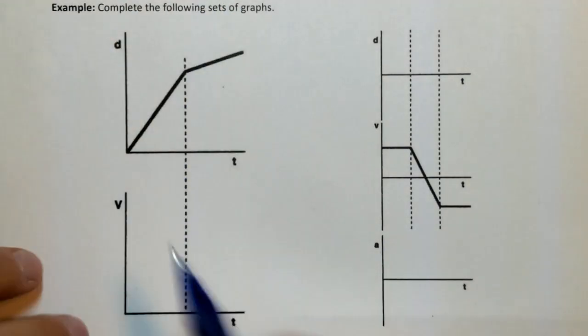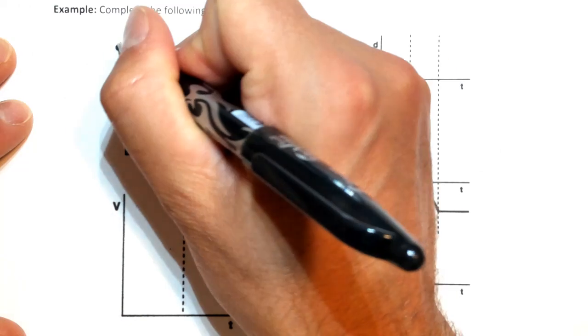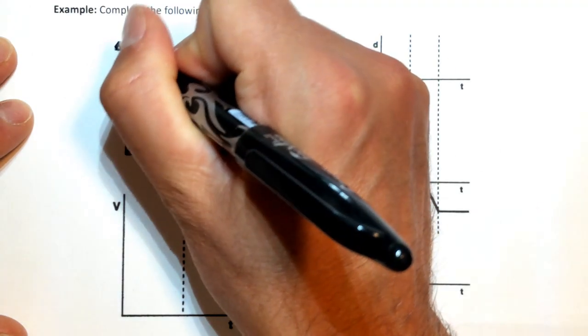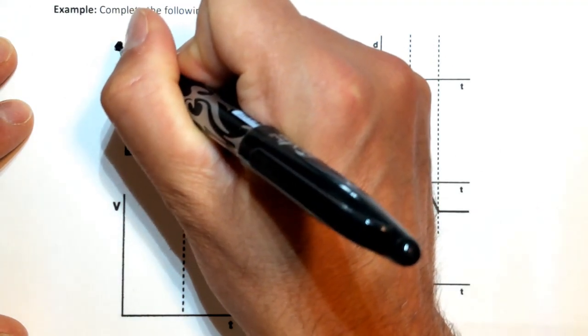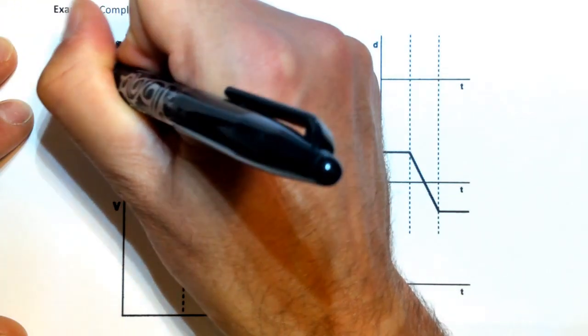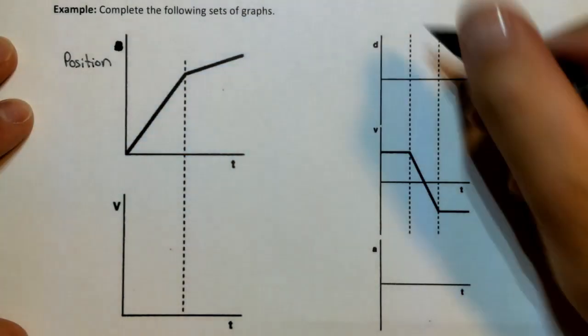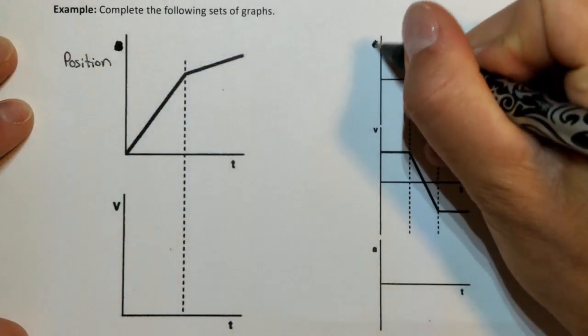Now this first graph, I want to note, is actually a position-time graph. The place I got this from uses the letter D for position. We don't use D for position, we use it for distance or displacement. But I want to be clear, this is a position graph. Similarly with this one over here.